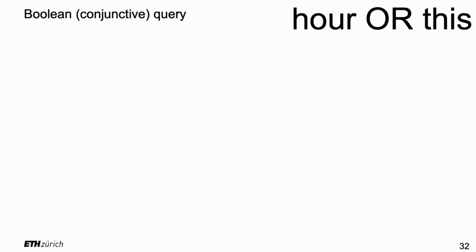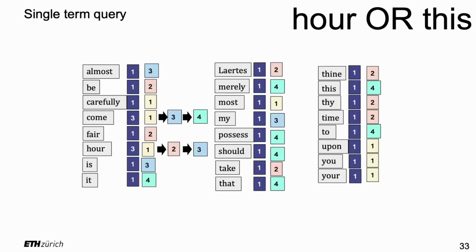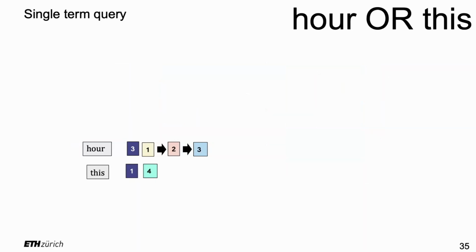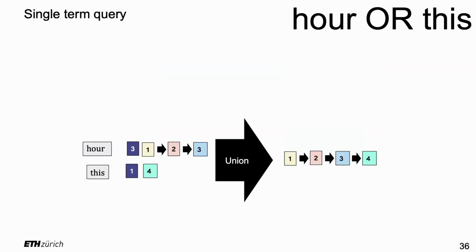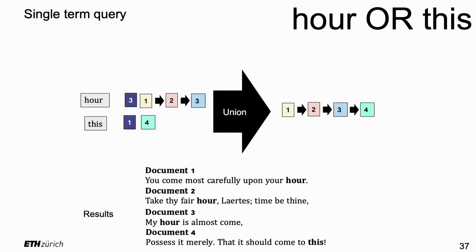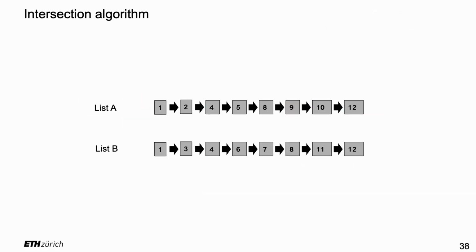And now an OR, this, and I take these two, I found them. And I basically take now not the intersection, but the union, exactly. I take the union of the two, and oh, I get everything, actually. I get all 4 documents now. Okay, so this is it.